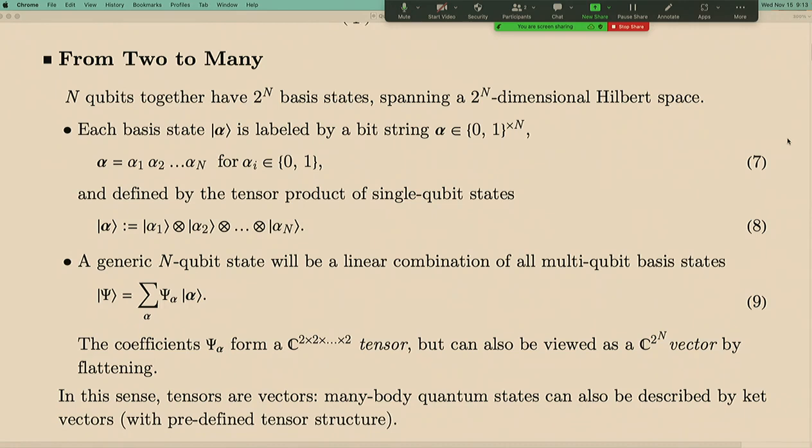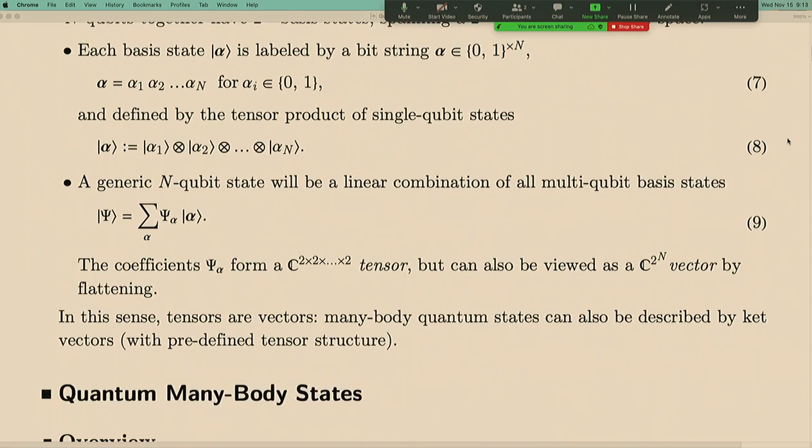All this discussion is trying to get you familiar with the language of tensor product and to understand the idea that in a many-body system, the wave function or the state vector, the superposition coefficient, is generically a tensor, but it's also fine to represent it as a vector. So we are still within the framework of the idea that every quantum state is described by a vector. It's just a super big vector. Okay, so in conclusion, tensors are also vectors. Many-body states can either be described by tensors like these coefficients, or directly by a vector as well, with the predefined tensor structure.